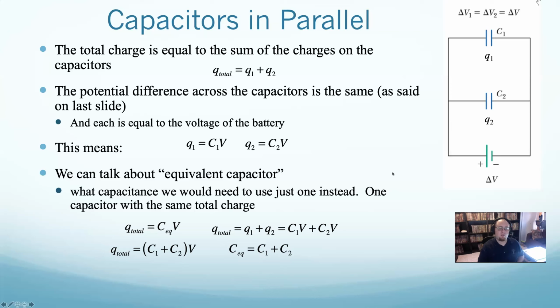Anytime you have multiple capacitors in parallel, each one will have the same voltage, their charges will be different, and they will be the same as one equivalent capacitor that has a total capacitance equal to the sum of each individual one.